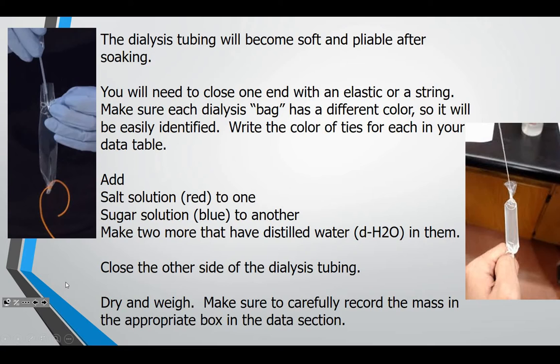Okay? So you're going to have to put in your notes what color rubber band you put on a certain one. You're going to dry it off. So once you get this way, you put an elastic band right here. Maybe I wanted a red elastic band. I put it right there just so I knew which one it was. I'm going to dry it off with paper towels. I'm going to weigh it.